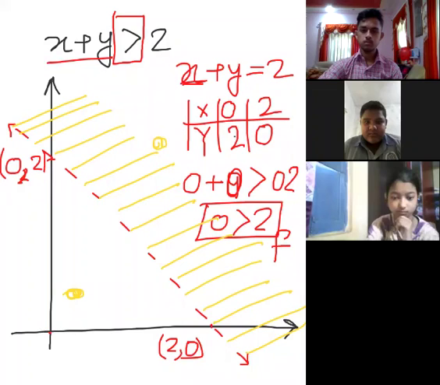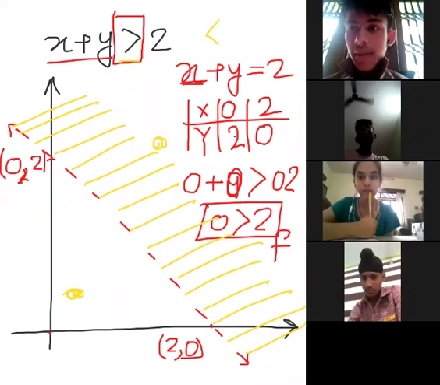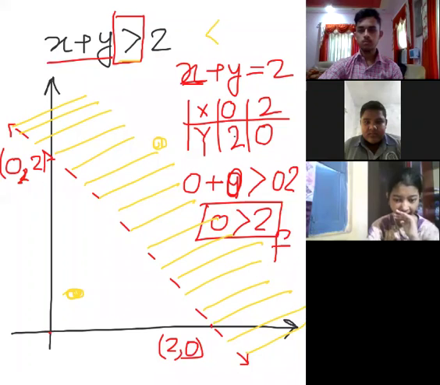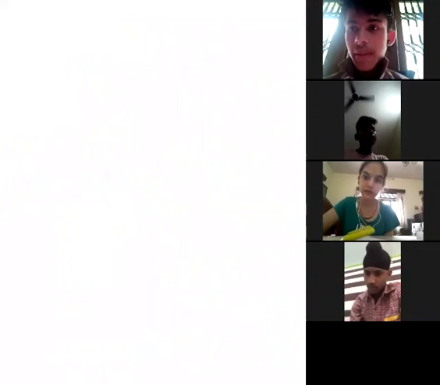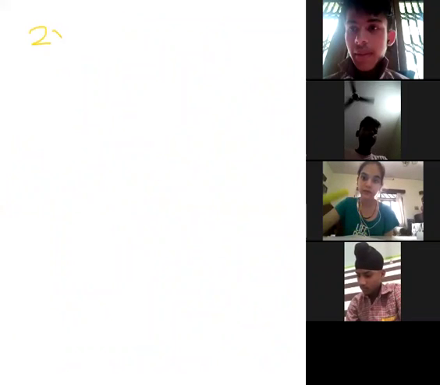And one more thing we have got: if it is greater than, then we need to make the dotted line. If it is smaller than, then also we need to make a dotted line. But in case it is greater than or equal to, or smaller than or equal to, then it will be a continuous line. Next graph I'll show you that. Now the graph is 2x, I must change the color, sorry, this will be a little light.